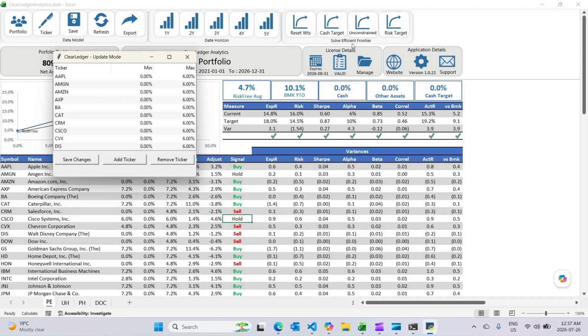And then you also see on your screen here a maximum. So a maximum weight is calculated by ClearLedger and not by the portfolio manager. The system determines max by using the total portfolio capacity, the capacity that's already consumed by the required minimum value. So if you allocate 10% to a particular ticker, there's only 90% capacity left to allocate among other tickers.